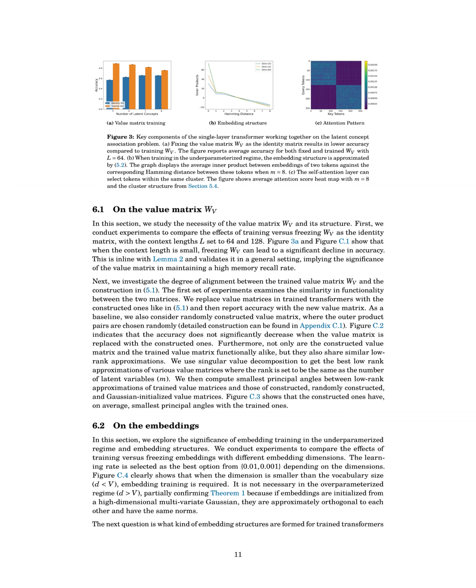The limitations or drawbacks of the proposed method include the necessity of a value matrix for maintaining a high memory recall rate, especially when the context length is small. Freezing the value matrix as the identity matrix can lead to a significant decline in accuracy. Additionally, while the constructed value matrix and the trained value matrix functionally align and share similar low-rank approximations, there may still be challenges in fully capturing the complexity of memory retrieval tasks.